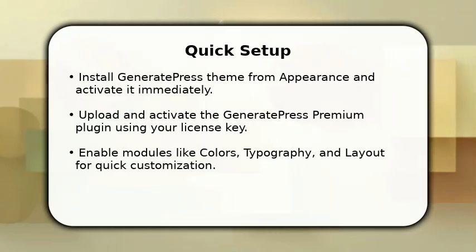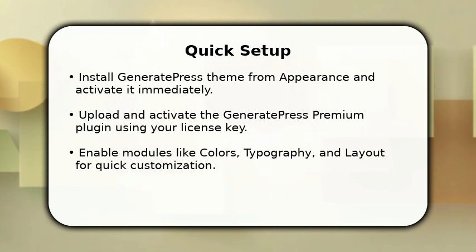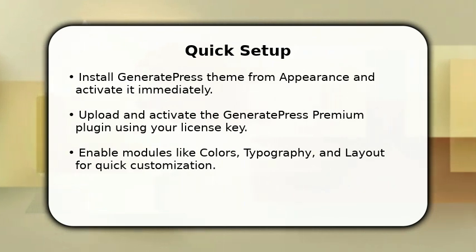In this video, I will explain how to use GeneratePress Premium Theme Easy Method. Install the theme, upload the premium plugin, and activate your license immediately so modules unlock. Next, enable key modules like colors, typography, sections, and layout to speed up design.